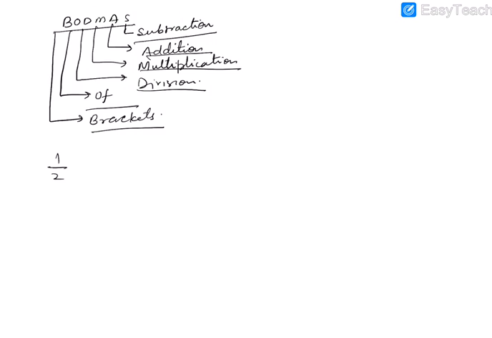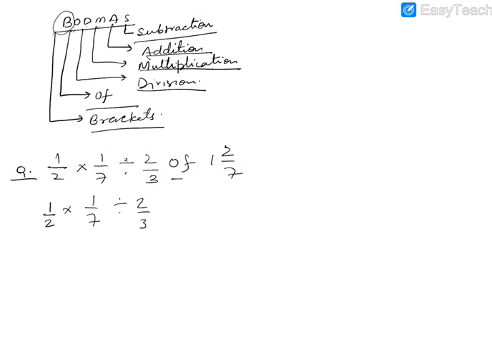The question given is 1 by 2 into 1 by 7 divided by 2 by 3 of 1 whole 2 by 7. We will use BODMAS. Here you can see that there is no bracket, so we will not use brackets. Then we'll use of, division, multiplication, addition, and subtraction. First of all we'll solve the of. Of means we have to multiply: 2 by 3 of 9 by 7. This is your of, 3 divided by 3.